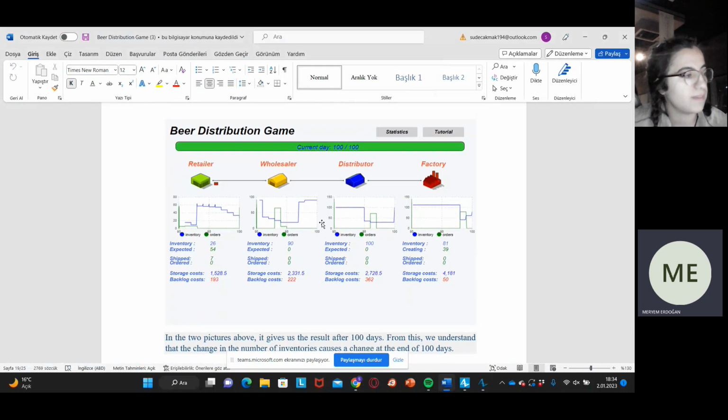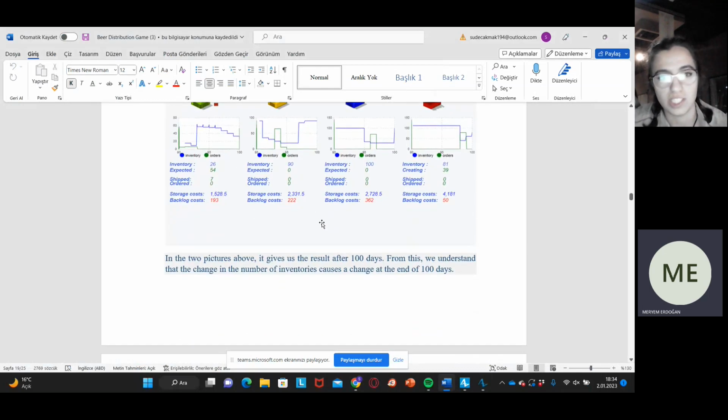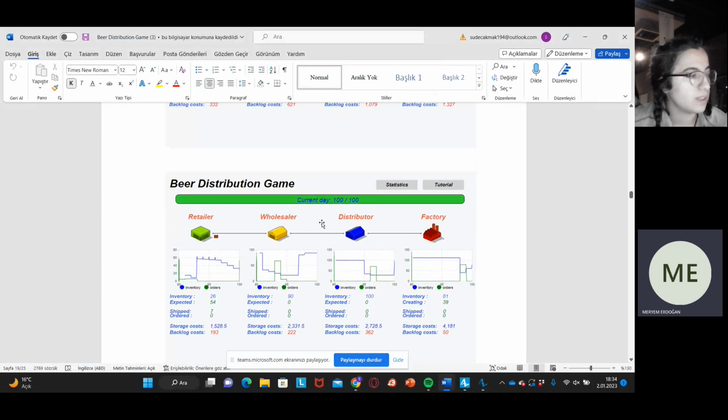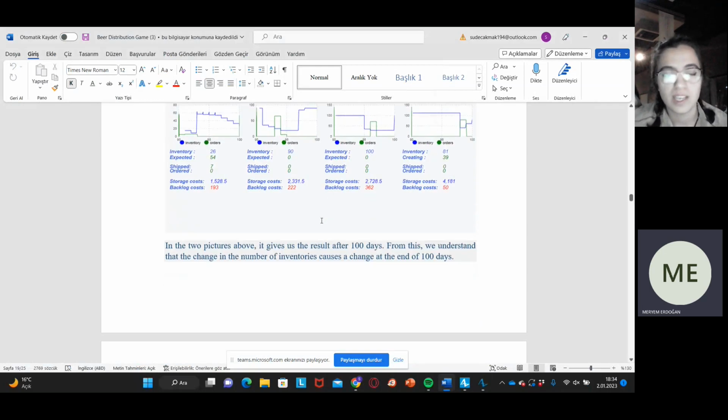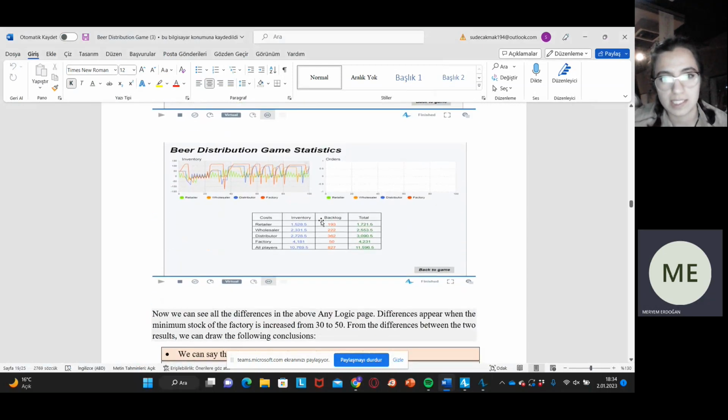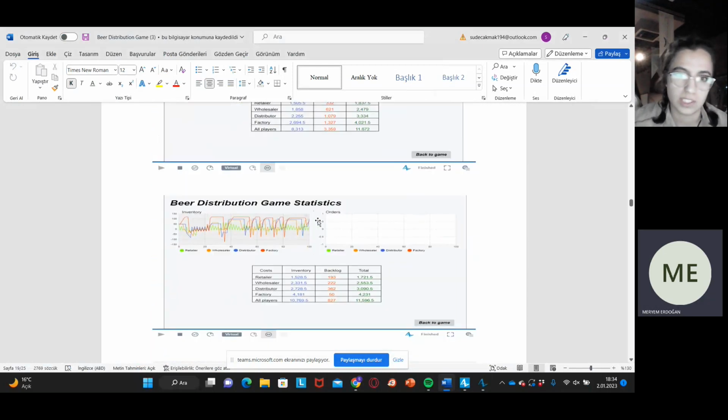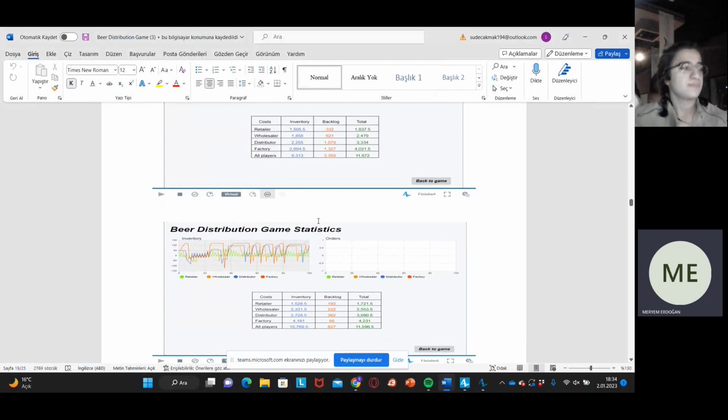We can examine the effects of the changes on the supply chain. In the two pictures above, it gives us the result after 100 days. From this, we understand that the change in the number of inventories causes a change at the end of 100 days. There are statistics for the changes after the changes, and we can see all the differences in the analogic page.